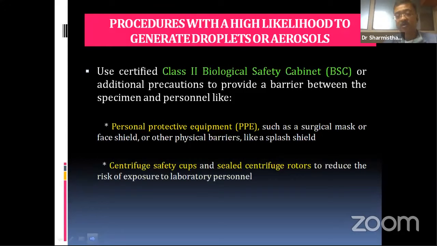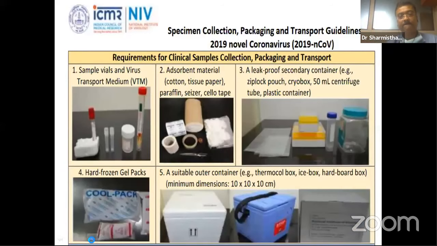One very small thing is centrifugation. This is a very basic thing in any laboratory, but it is a highly aerosol-producing process. So first of all, whenever you centrifuge, centrifuge safety cups should be there. And after centrifugation, keep it for 10 minutes. Don't open it immediately. Let the aerosol drop down. Give it 10 minutes and only then open, because centrifugation is a very high aerosol-generating process.